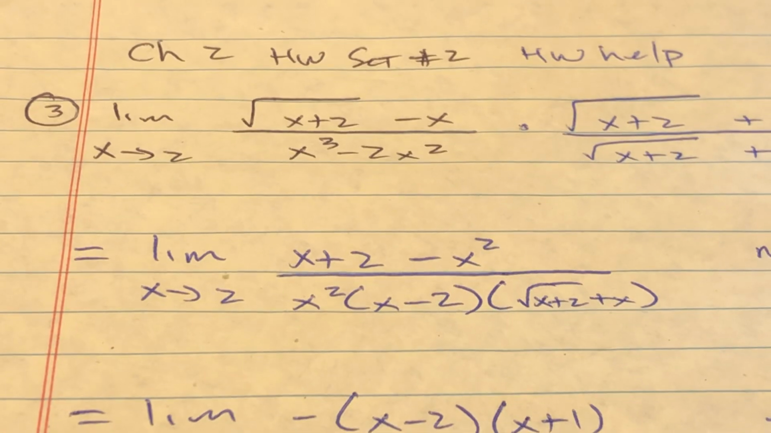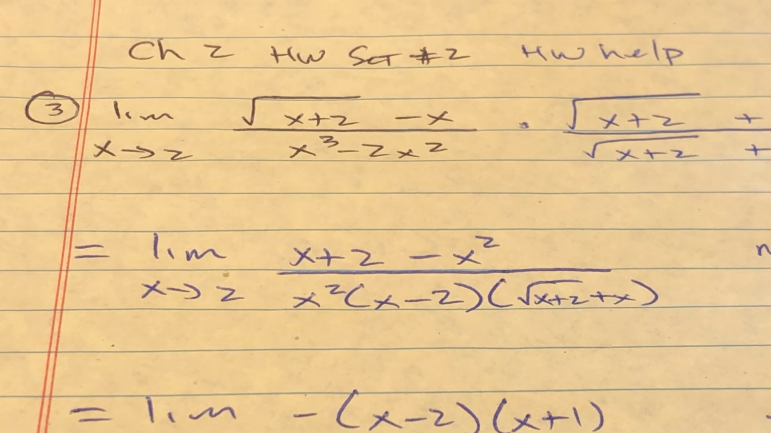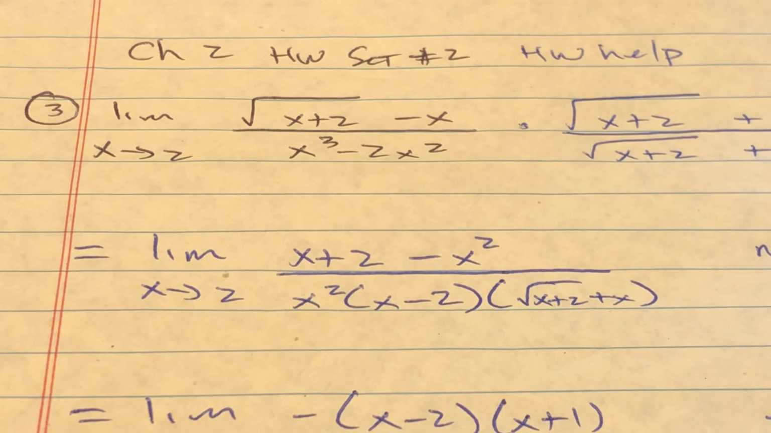let's take a look at chapter 2 homework set number 2, homework help. This is actually number 3 in your homework set. The limit as x goes to 2 of that function. So what are we going to do? We need to get that root out of there. I have a 0 over 0 situation.